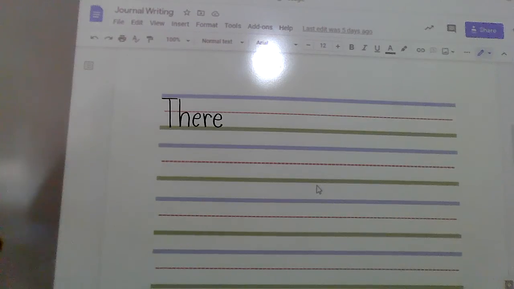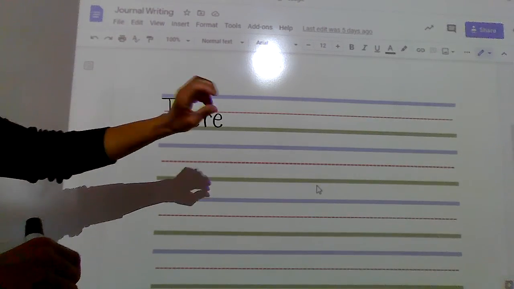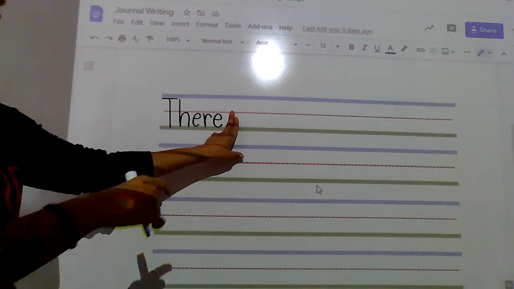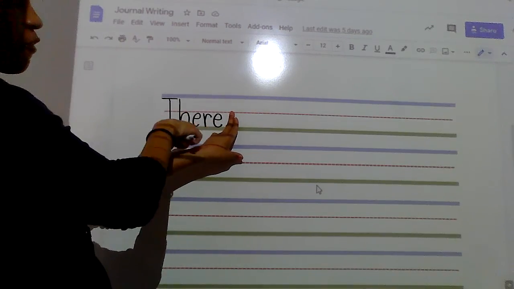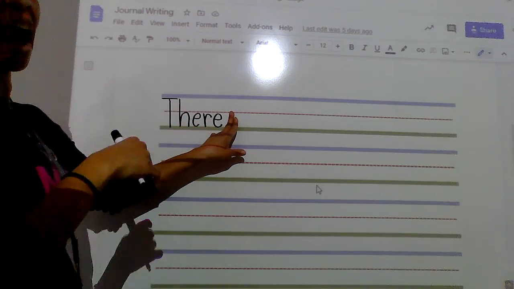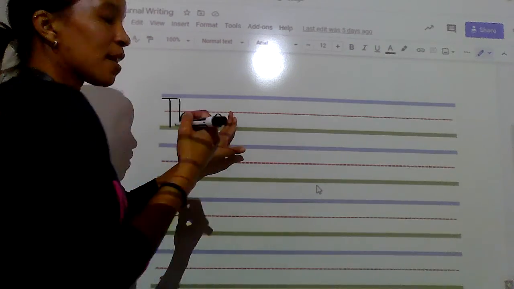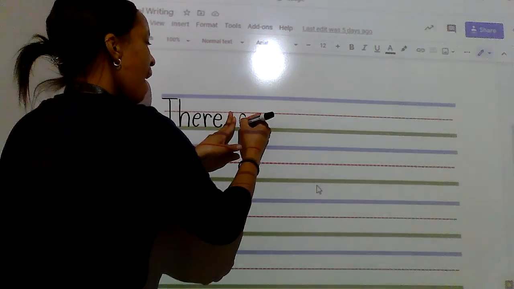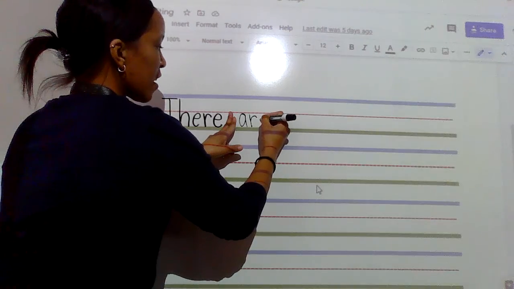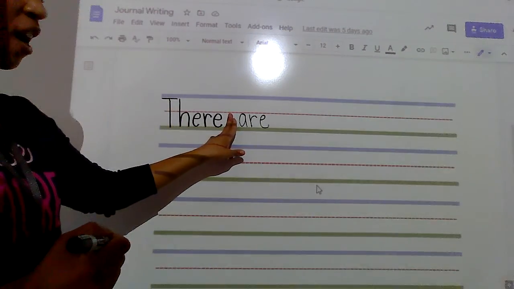There. All right, what was my next word? R. That's right. So I need to space. When I space, I can still see my word. I'm not covering up my word. I'm putting a space after my word. Another power word. Yell it out. A, R, E. Good job.